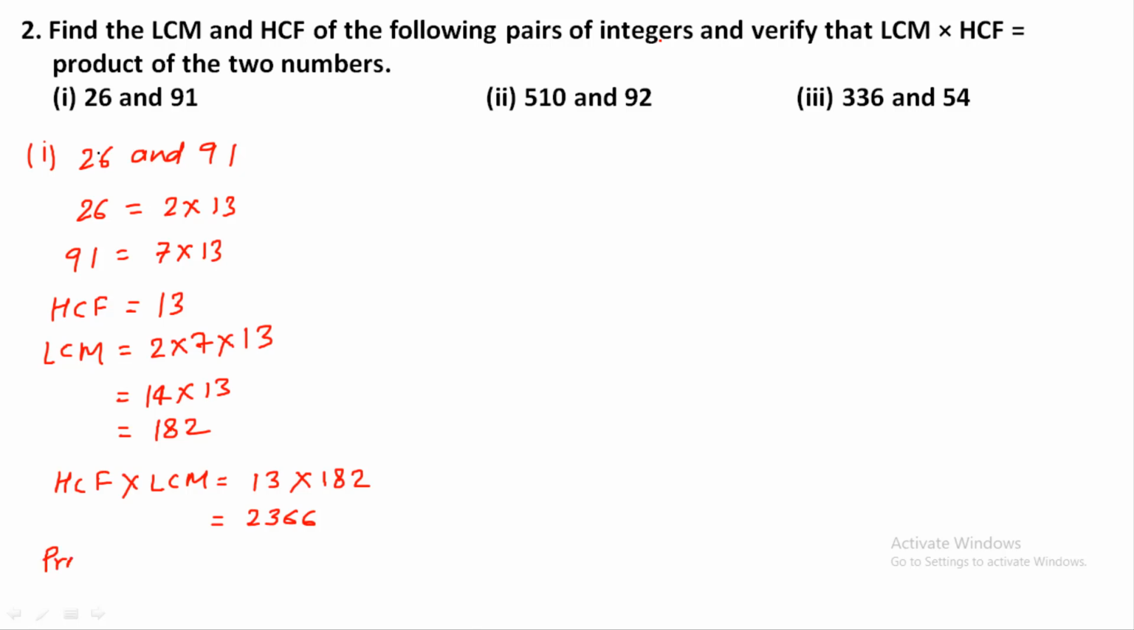Okay, now we multiply the numbers. So we write here product of numbers. So numbers हैं 26 into 91. When we multiply, then we get 2366. Clear? हमें ये मिल गया 2366. तो यहाँ से क्या क्लियर हो गया? Therefore, it is clear that LCM into HCF equals to product of numbers.